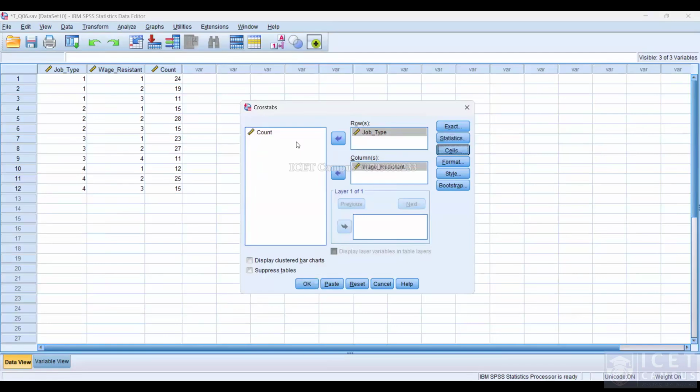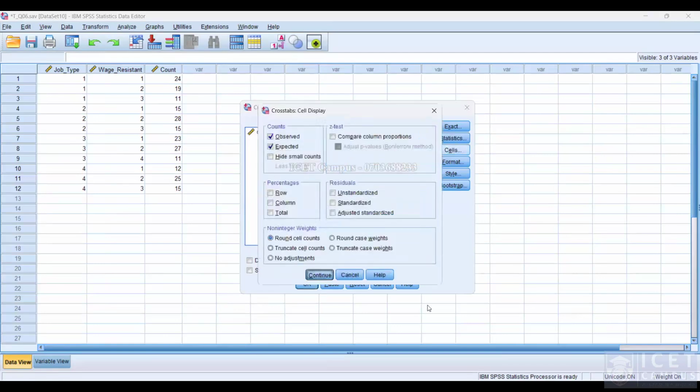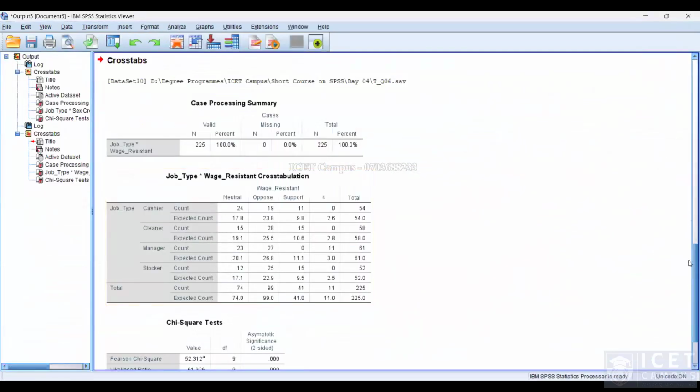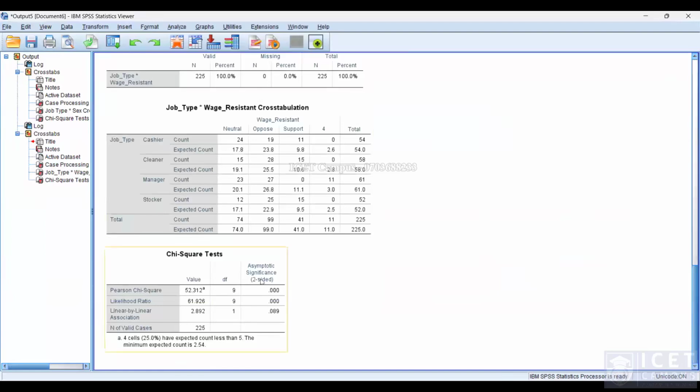Then we have to go for the cells. We need to calculate the expected frequencies. Then okay, and this is the output. So you can see the expected values are calculated there. Then when we go to the chi-square test, you can see here this is 0.00.